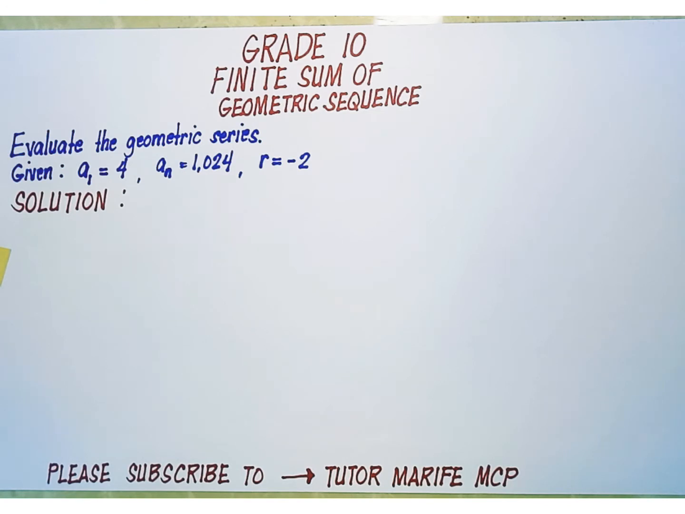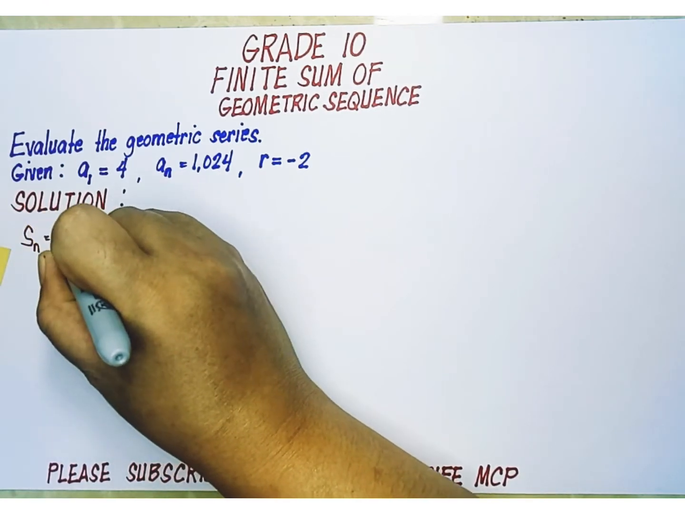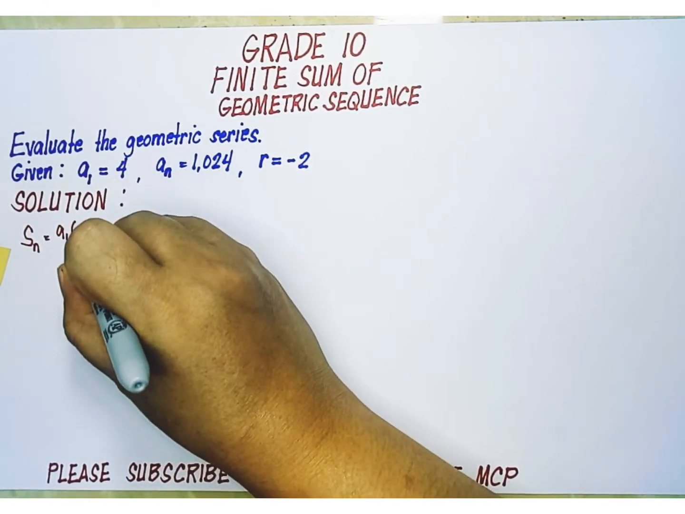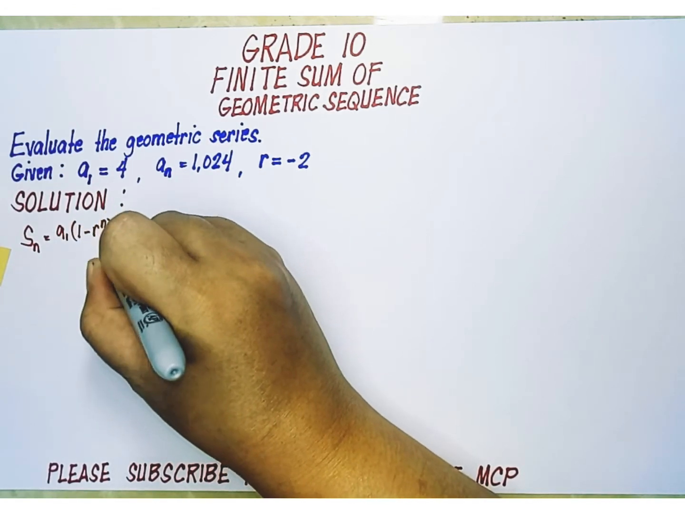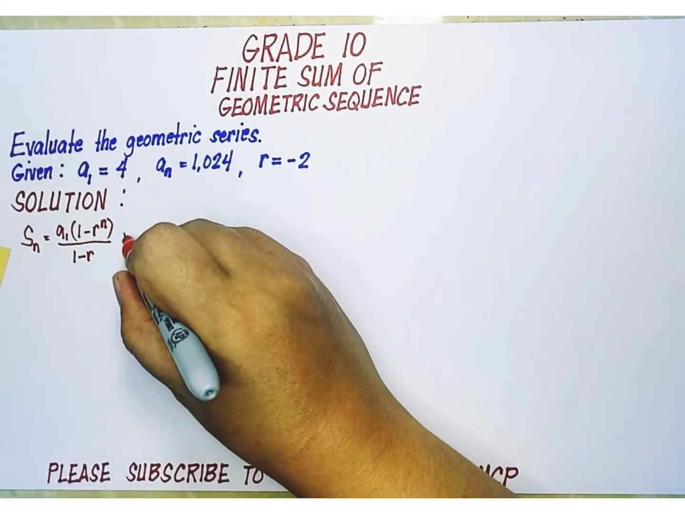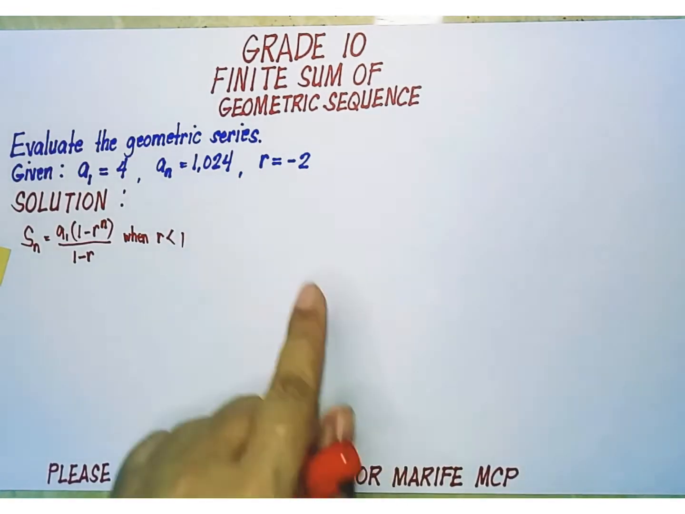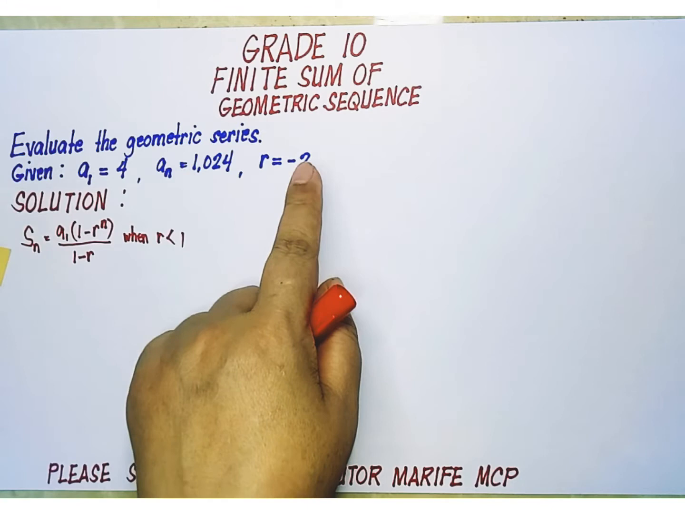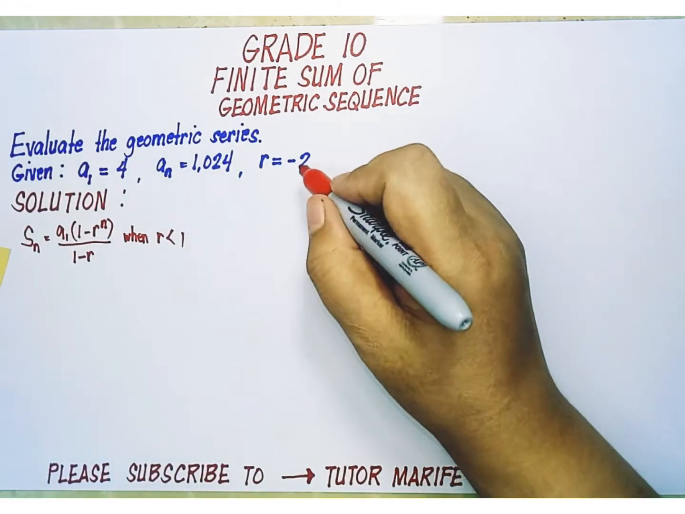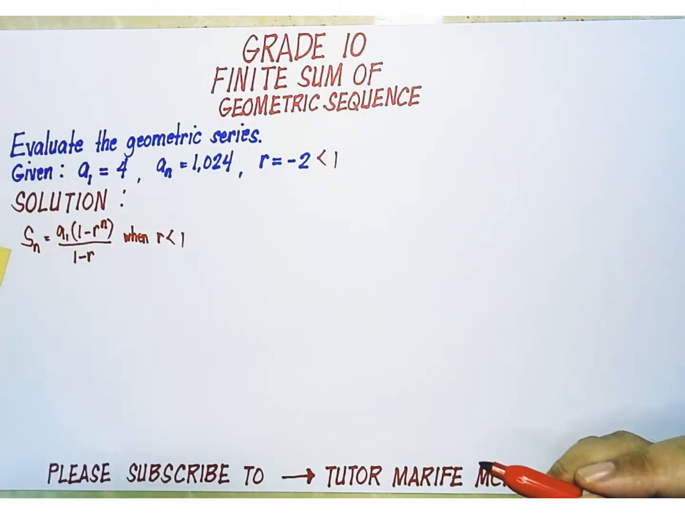Okay, so again, ang focus natin ay yung sum formula, the finite sum formula of a geometric sequence. It's S sub n equals a sub 1 times the quantity 1 minus r raised to n all over 1 minus r. You use this formula when your common ratio is less than 1. So let's check. Our common ratio is negative 2. And negative 2 is indeed less than 1. So tama ang napili nating formula.